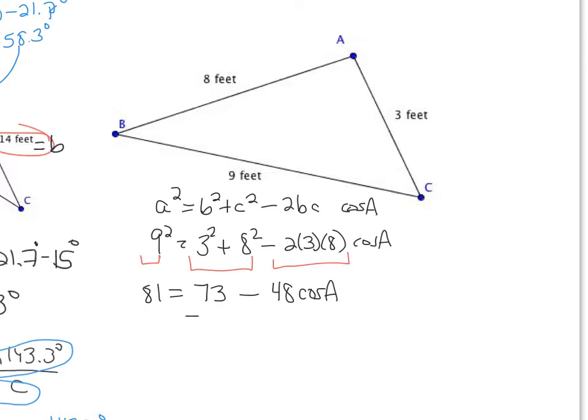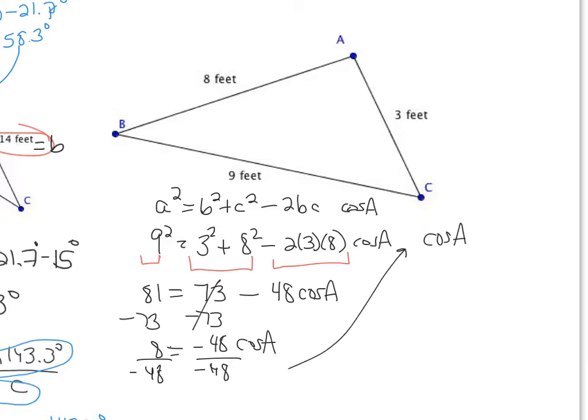I'll then subtract 73 from both sides. So that will cancel. This will give me 8 equals negative 48 cosine of A. And then I'll divide both sides by negative 48. So this will give me the cosine of angle A equals negative 8 over 48, which is negative 1/6. If you want to reduce it, you don't actually have to reduce it. Because now to find the angle, I always will just take the inverse trig function of that ratio. So I'm going to do the inverse cosine of negative 1/6, which is going to be 80.4. So angle A is going to be 80.4 degrees.